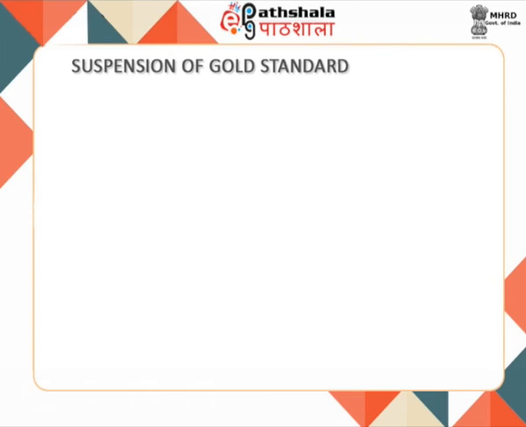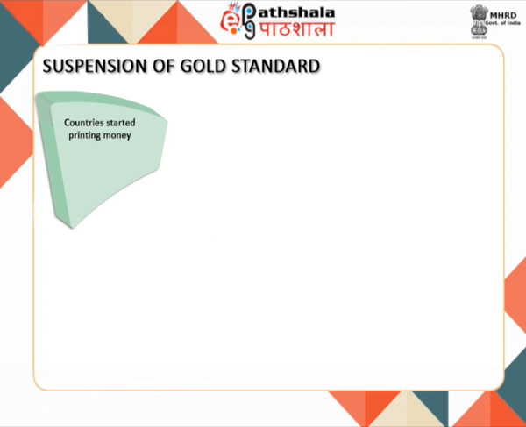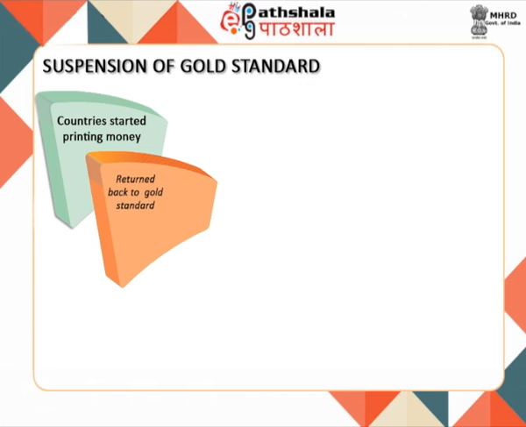The gold standard was abandoned in 1914 with the outbreak of the First World War. During the war, the countries started printing money to finance the war activities. The countries restricted the free movement of gold from one nation to another and also suspended the convertibility of currency into gold. After the end of the First World War, the countries started returning back to the gold standard. US became the first nation to adopt the gold standard back in 1919, followed by Britain in 1925.